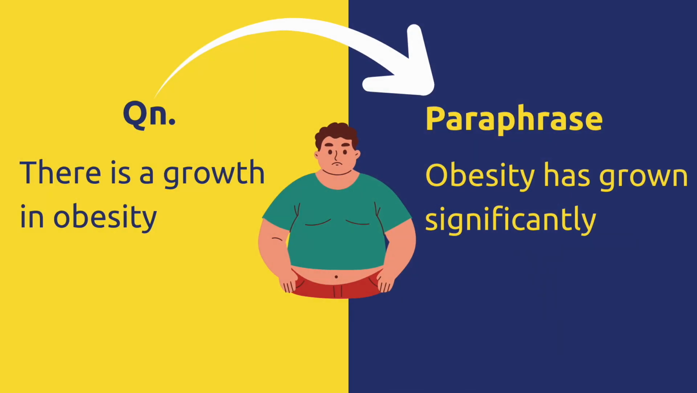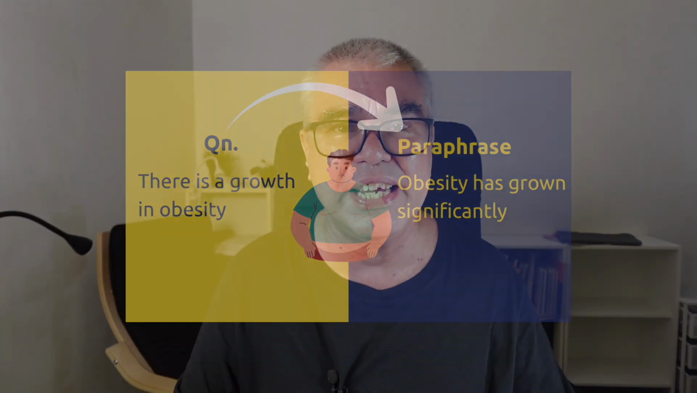Tool number 2 is word form changes. In this one, if the question uses a noun or a verb, then you swap it around. So if it is a noun in the question, you use a verb in your paraphrase. Let me show you with this one. In the task 2 question, you read, there is a growth in obesity. This becomes, obesity has grown significantly.